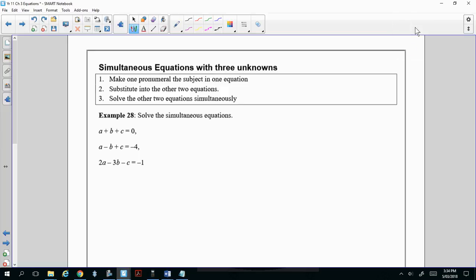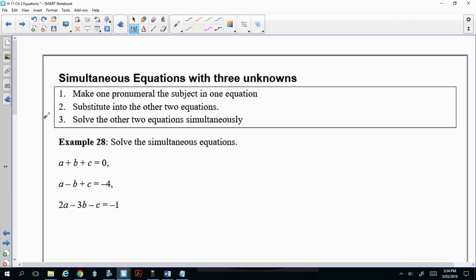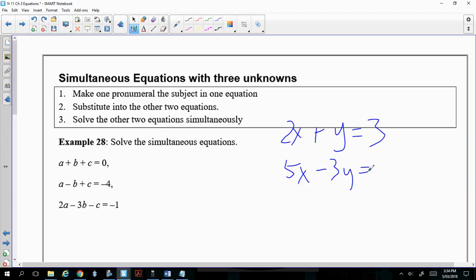Right, in this lesson you will learn how to solve simultaneous equations with three variables. Before, you had simultaneous equations with two unknowns, something like 5x minus 3y equals 7. There are two unknowns, so two equations. If we increase the number of unknowns, we also need to increase the number of equations. Now, if there are three unknowns, a, b, and c, we need three equations to find their values. Otherwise, we can't.